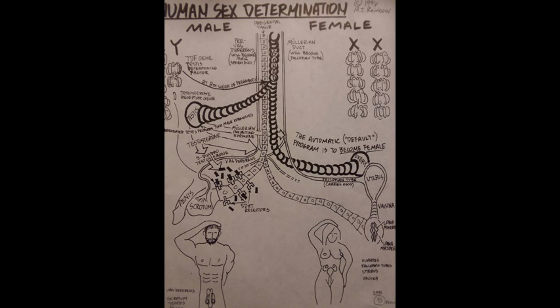With this diagram, you have to pay attention to four regions of tissue. Pregonadal tissue, the area which says gonad on the diagram. If you run that, the default will make an ovary. Then there's the pregenital tissue, which if you run the default will make the labia and the vulva.